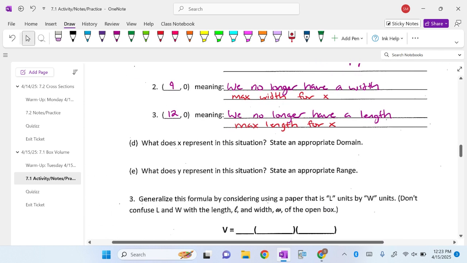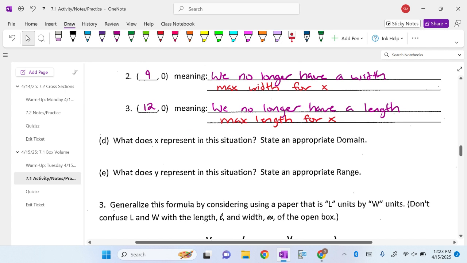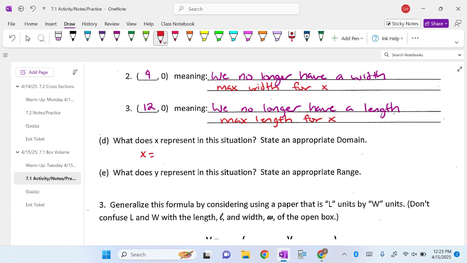Now, we already said what x represented. What does x represent? X equals height. So if I'm talking domain in this situation, what is the smallest height I could have? Could I have 0? I mean, I could. It just means I haven't cut the box yet. So we're going to say it goes from 0, but put a parenthesis on it.